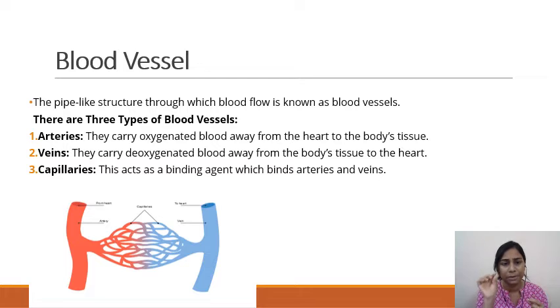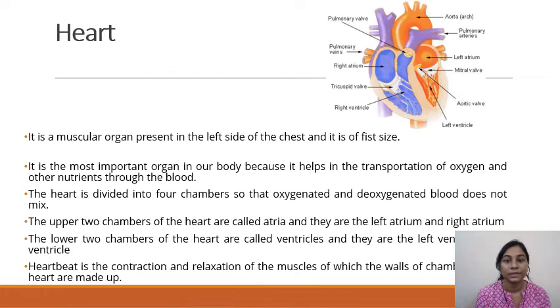Then we have capillaries. Capillaries are small structures that act as a binding agent, and they connect arteries and veins. Now the heart. The heart is an important organ of our body and it helps in the transportation of oxygen and other nutrients through the blood. The heart is a muscular organ situated on the left side of our chest and it is the size of our fist. The heart beats continuously. It keeps on pumping blood.